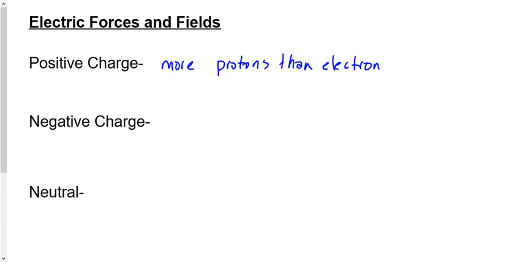So just remember that you're rarely going to see an object that has just protons. It's almost always going to have protons and electrons, but oftentimes it'll have more protons than electrons, and that makes it positively charged. And similarly, if you have a negatively charged object, that rarely comes about from having just electrons. It almost always would come about from having more electrons than protons. And of course, the neutral object is going to have the same number of protons as electrons.